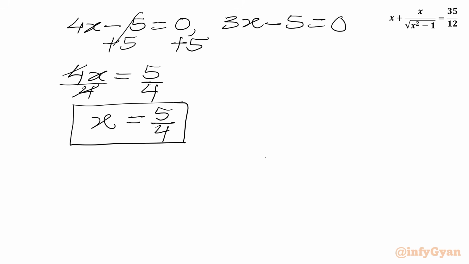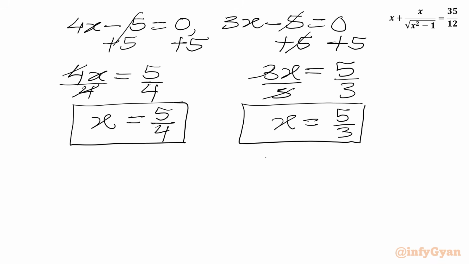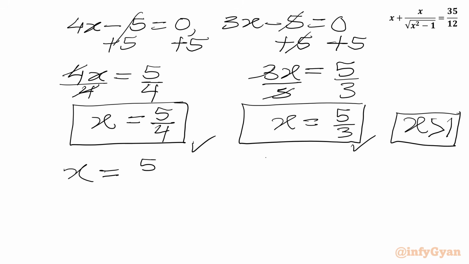Now from the second equation, we'll add 5 to both sides. Plus 5 minus 5 will cancel. We will write 3x equal to 5. After dividing by 3 on both sides, we will get our second real solution, 5 over 3. Now both values of x are greater than 1. So we'll accept both the solutions. So we have two real values of x which will satisfy the equation. They are 5 over 3 and 5 over 4.